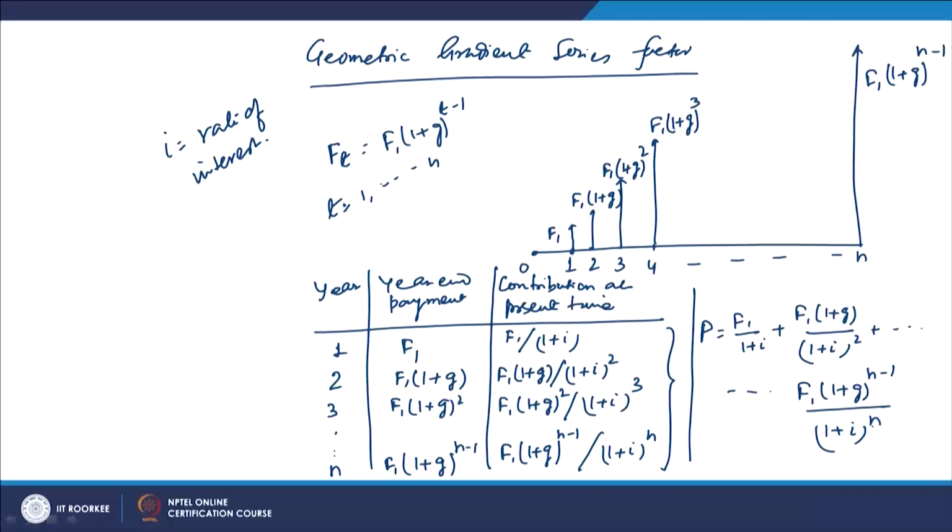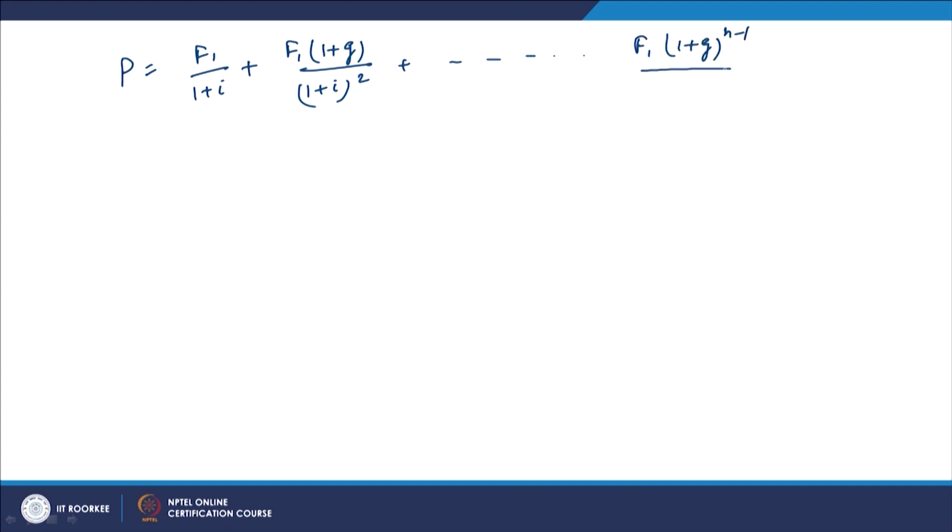Now, in this case, we are going to solve F1 by 1 plus I plus F1 into 1 plus G by (1 plus I) squared and all that. Now, let us get it. So, now what we see is that we will further write P as F1 by 1 plus I plus F1 into 1 plus G by (1 plus I) squared, and it will go to F1 into (1 plus G) raised to the power n minus 1 by (1 plus I) raised to the power n.